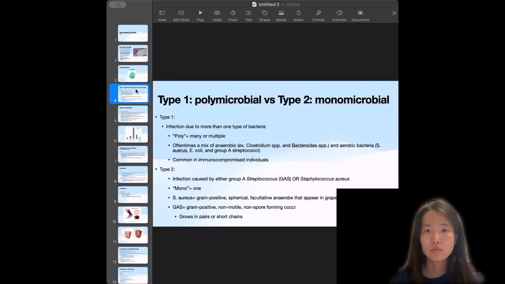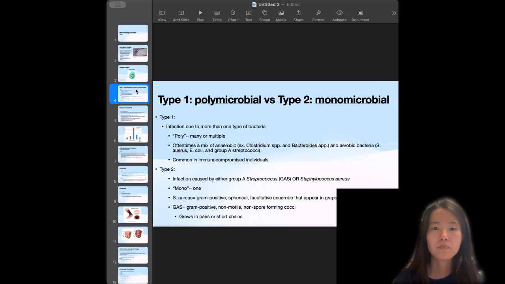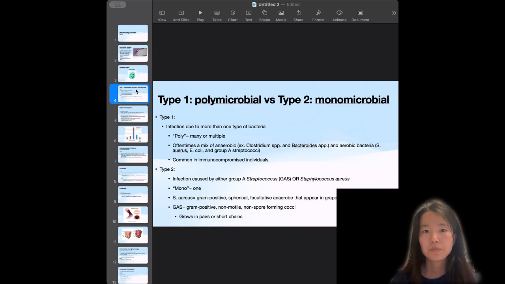Type 2 is monomicrobial infections, and also from the name, you can tell it's an infection caused by one bacteria. The more common ones are Group A Streptococcus, abbreviated as GAS, or Staphylococcus aureus. More information about Staphylococcus aureus is that it is a gram-positive spherical facultative anaerobe. That basically means the bacteria is able to grow in both the presence and absence of oxygen, and they normally appear as grape-like clusters under the microscope.